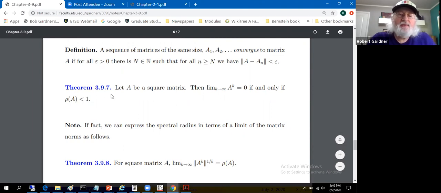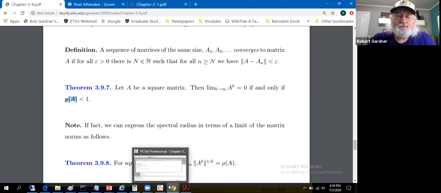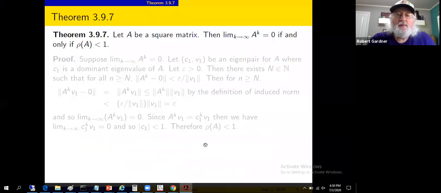As Theorem 3.9.7 says, let A be a square matrix. Then the limit as k approaches infinity of A to the k power equals 0 if and only if the spectral radius is less than 1. I'm thinking somewhere under this there must be some arguments involving geometric series. You're so used to taking a quantity less than 1 and raising it to bigger and bigger powers, it gets closer and closer to 0. And that's exactly what we're doing. It's not that quantity, it's something else, but this must have something to do with the behavior of geometric terms. Let's look at a proof.